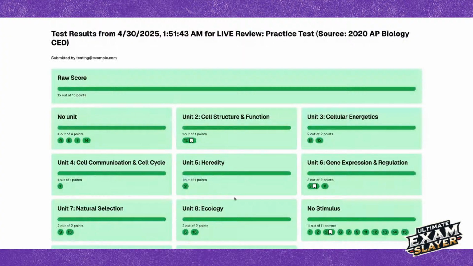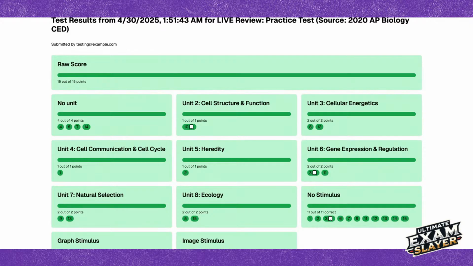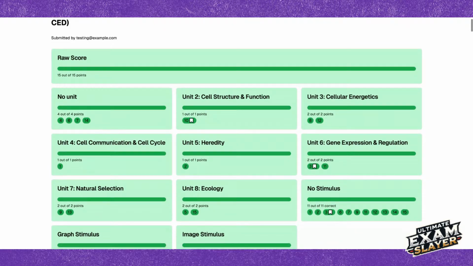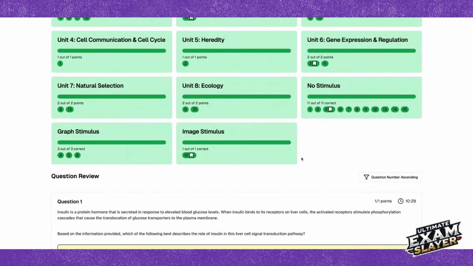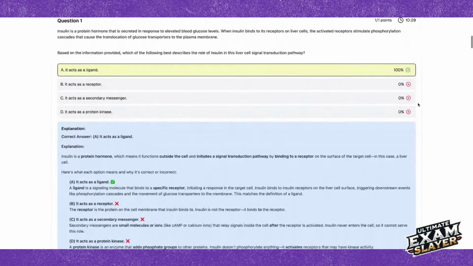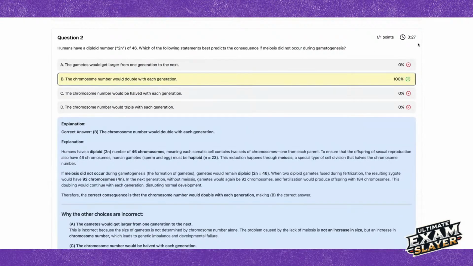And we should see our raw score at the end. Now, I cheated a little bit and was looking at the show answers. We were also talking through it. This is what your results would look like if you use the AP exam simulator inside the Exam Slayer. It's going to tell you questions that had units, things that had stimulus, and how much time you spent on every single question. So we were talking through them.